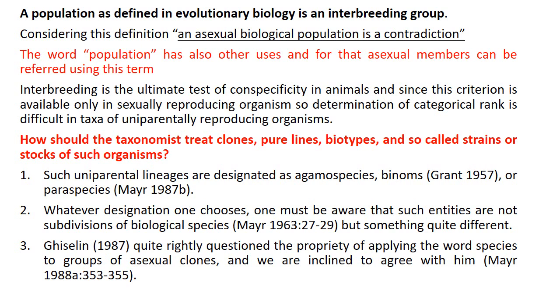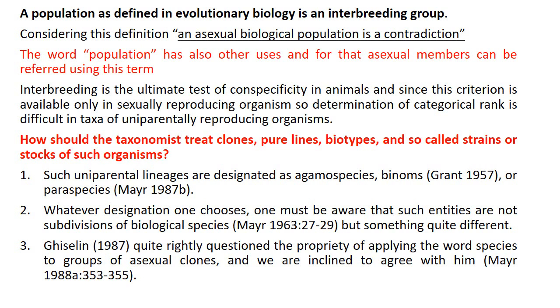Basically, when we say conspecific, we mean that the two members belong to the same species. So whenever we have to test whether two members or two morphotypes belong to the same species, we have to check whether they can interbreed and produce fertile offspring. This criterion can only be applied to sexually reproducing organisms. So with uniparentally reproducing organisms, it becomes difficult to assign a categorical rank to that particular taxon. What should a taxonomist do to treat clones, pure lines, biotypes, or certain strains or stocks of such organisms which are uniparentally reproducing?